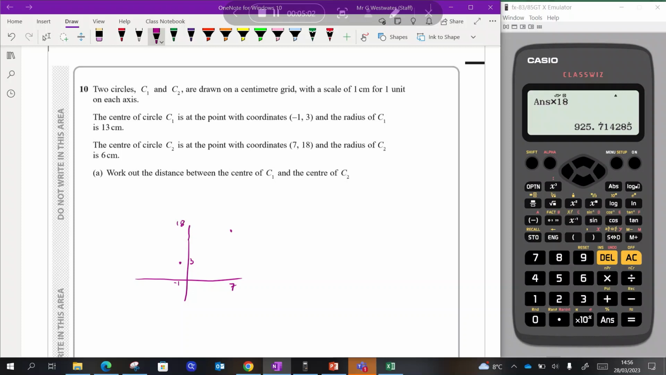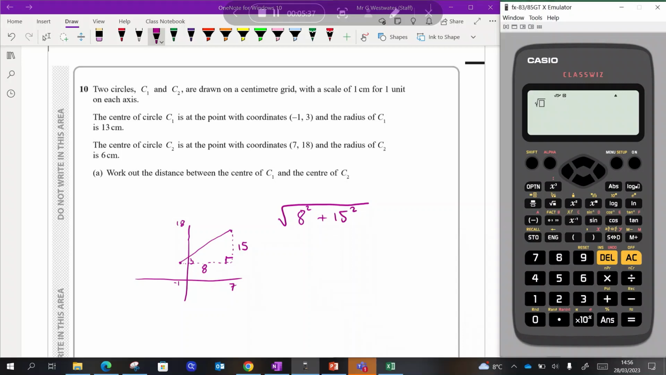Work out the distance between these two centres. So this is the distance we're trying to work out. Now what I can do is think about this as a right-angled triangle. So we're going from -1 to 7, so that's a distance of 8, and we're going from 3 up to 18, so that's a distance of 15. So I can use Pythagoras' theorem to work out that distance going from C1 to C2. So the distance is going to be the square root of 8 squared plus 15 squared.